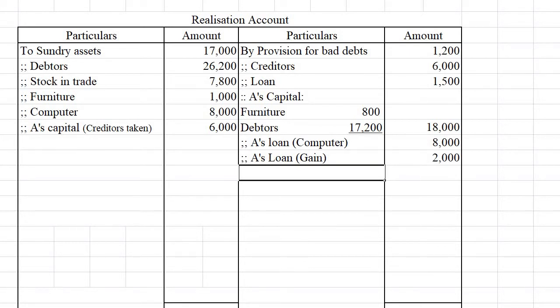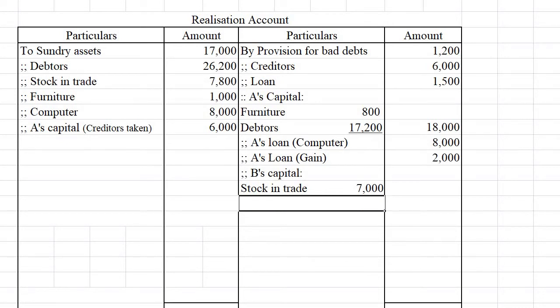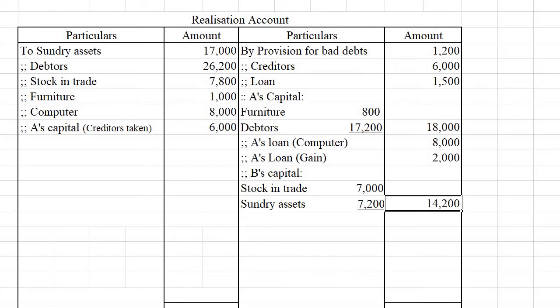Now let us see about the next point. B took over stock in trade. We can write to B's capital. Which are the items he has taken? Stock in trade he has taken for 7,000 rupees, and some of the sundry assets he has taken for 7,200. Okay. So total 14,200. Now B's case also over.